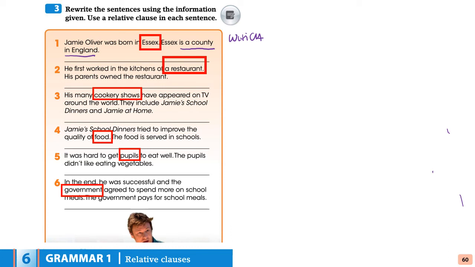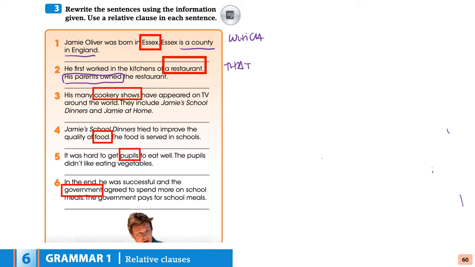Okay, number 2. He first worked in the kitchens of a restaurant. His parents owned a restaurant. So, looking for information in the second part here, talking about the restaurants. Yeah, this is very important. His parents owned the restaurant. So, if I put them all together with a relative clause, this is the way to do it. He first worked in the kitchens of a restaurant that, which his parents owned.